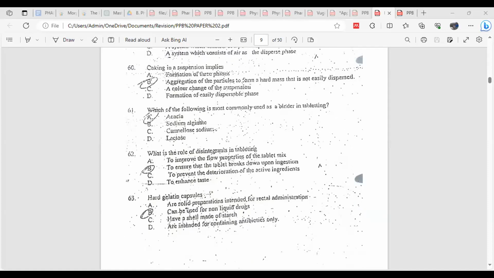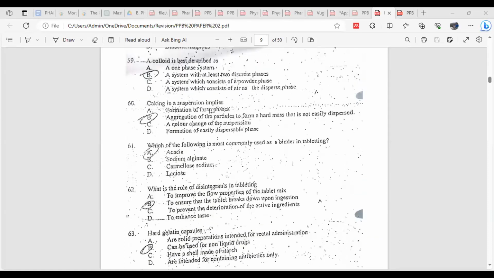Which of the following? Deflocculation is what forms that cake, which when you shake it can't disperse easily. Yeah, deflocculation is what forms it. Deflocculation is fine.